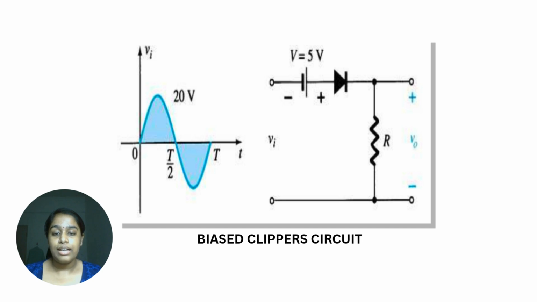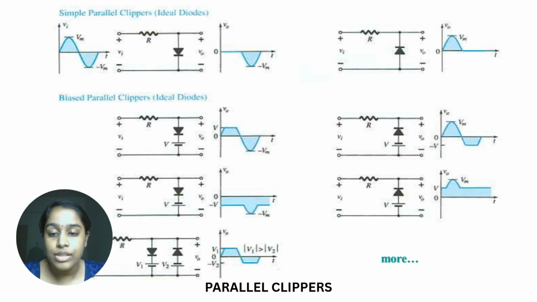Okay, so this is an example of a bias clipper circuit. This is what the diagram looks like. These are the parallel biased clippers. There are simple parallel clippers and biased parallel clippers. So these are the diagrams. If it is simple, the signal will go down or up. If biased, it will go in a variety of shapes like that.